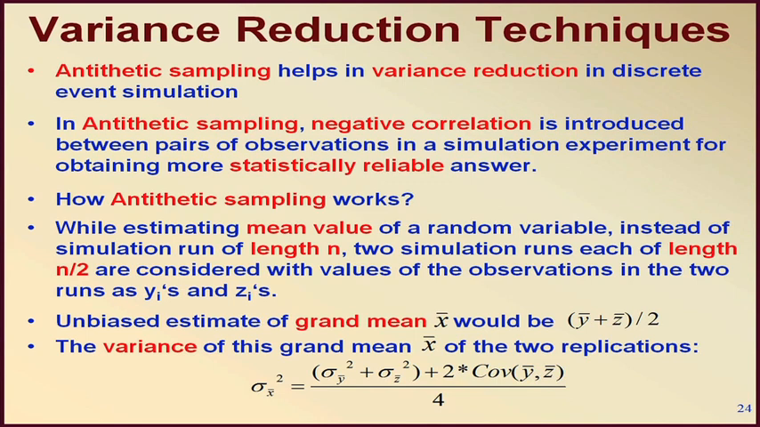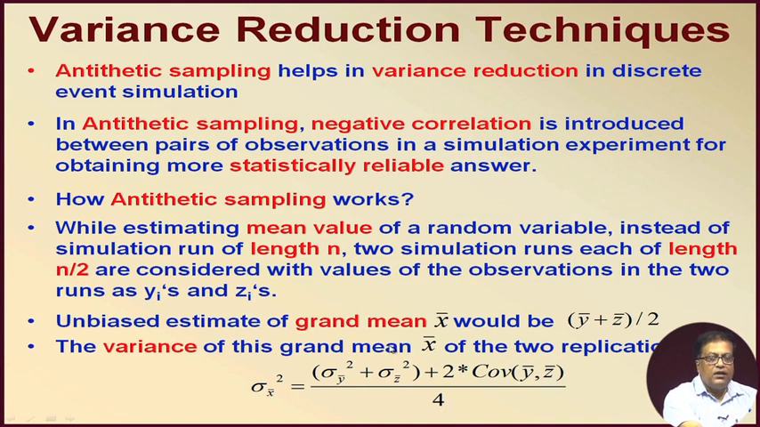If the original variance was sigma x bar square, then the variance of the grand mean will be sigma y bar square plus sigma z bar square plus 2 star covariance y bar z bar by 4. So, look at this relation very carefully. To really estimate the relation, it is very much dependent on the covariance of y and z. But if y and z are negatively correlated, then the covariance value will be negative, and therefore, this sigma x bar square estimate will become lower, right, because of negative covariance here. So, that is the essential idea of the variance reduction techniques.